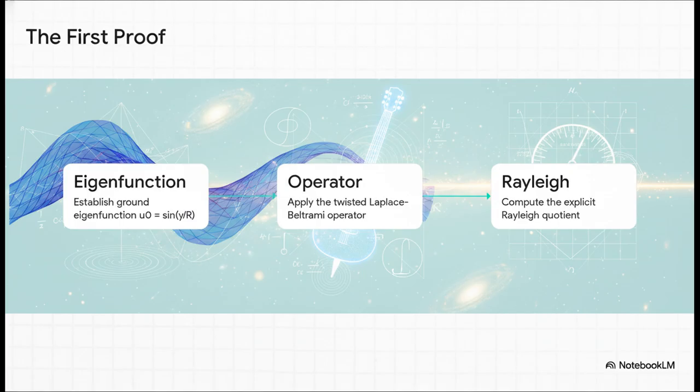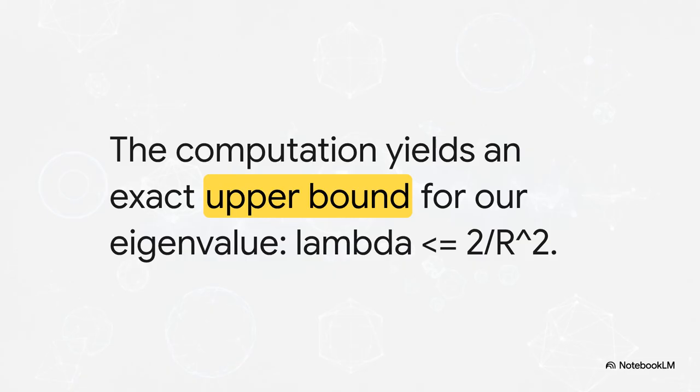Next up, we apply the twisted Laplace-Beltrami operator. This is basically the geometric equivalent of plucking a guitar string to see how it vibrates. Finally, we compute the explicit Rayleigh quotient, which tests this function against the energy of the surface. When you actually run the calculus, something absolutely beautiful happens. The explicit computation yields a firm mathematical upper bound. It establishes an absolute ceiling for our elusive frequency, proving that the ground eigenvalue, lambda 0, must be less than or equal to 2 over r squared.